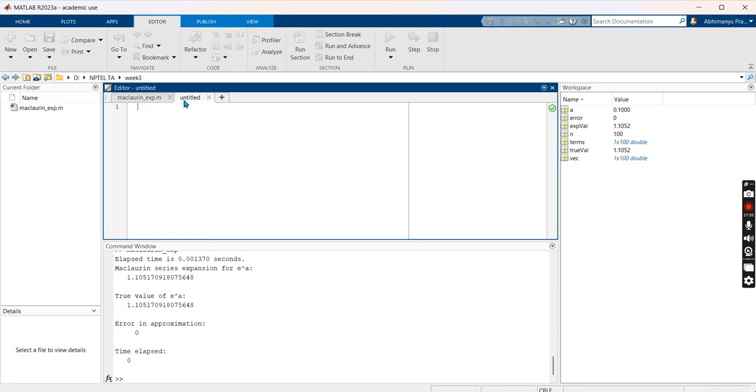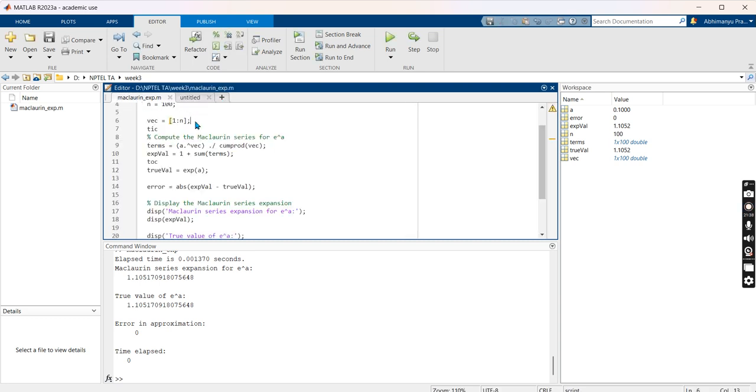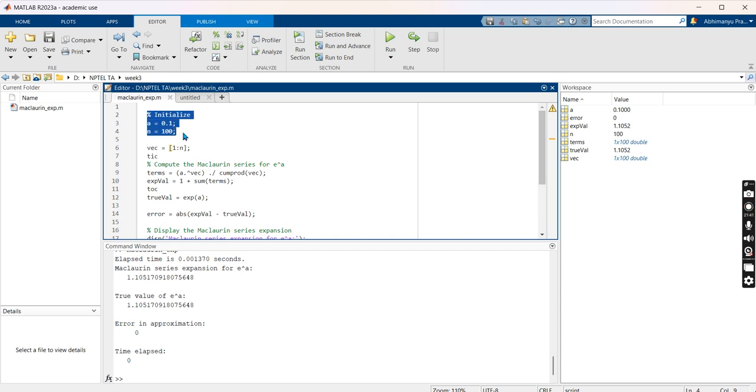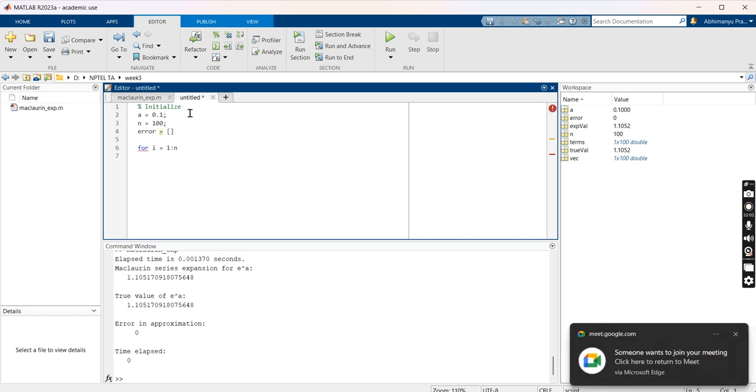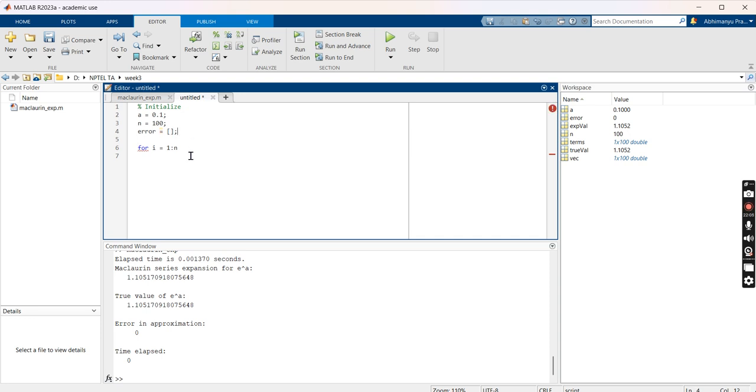If I try to run it using a for loop, then I think we can see that in a much better way. So I need to take my term.